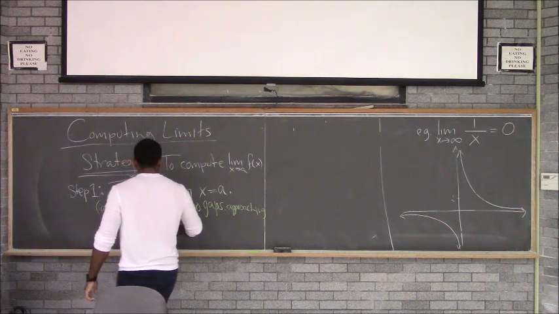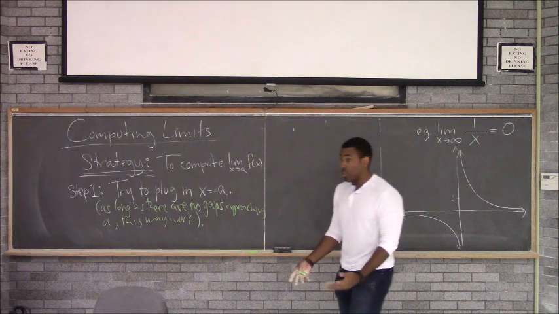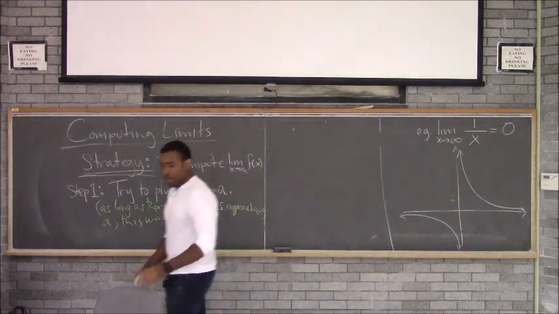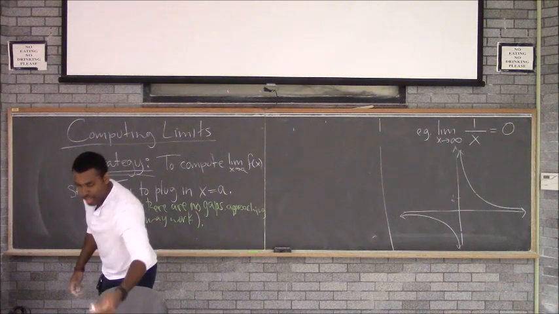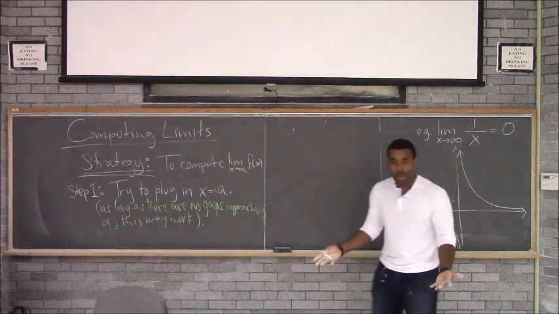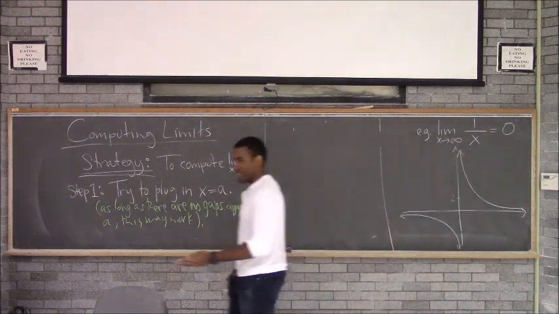So that's the very first thing. I give you a random limit. It might look scary. It might have all sorts of crazy functions in it. Do not be daunted. Do not get confused. Do not be like, oh my God, there's a radical and an e to the x in here. What do I do? No. First thing you do, try to plug in the number. It's always going to be the first thing you try.